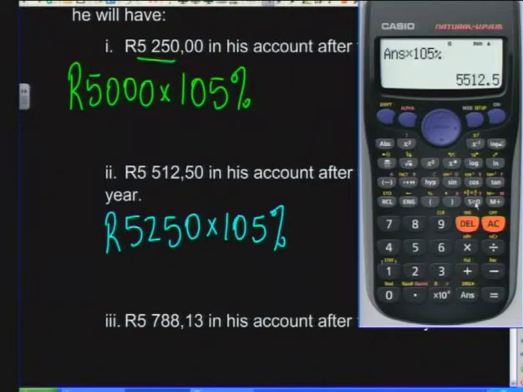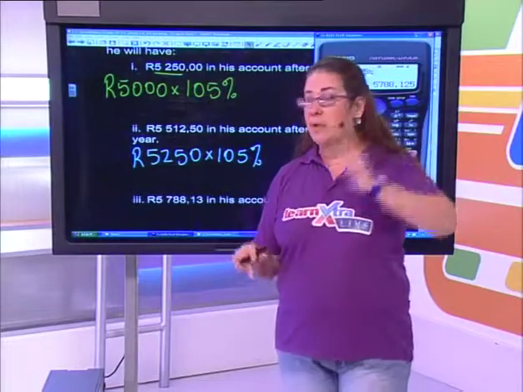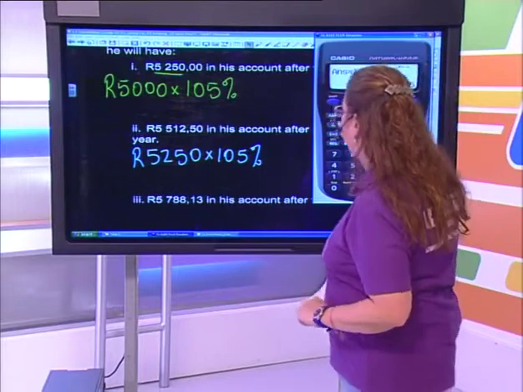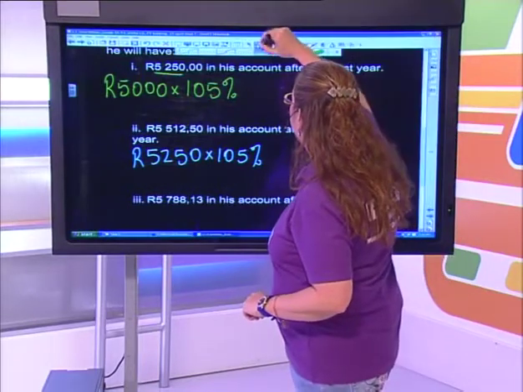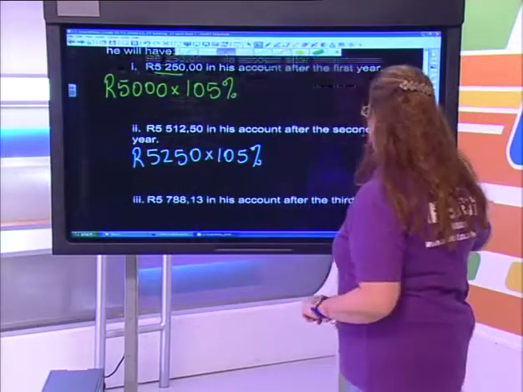Now we're looking for 5,788.13. So we're taking that number and increasing it by 5%, and we see that it's 5,788.13. Why 13? Because they round off for you, and they round up. So that became 13. Remember, we're dealing with money. So that's quite an easy calculation to do.